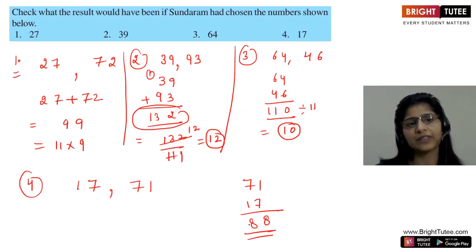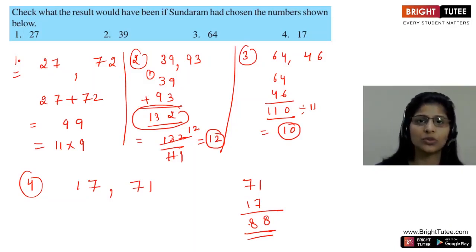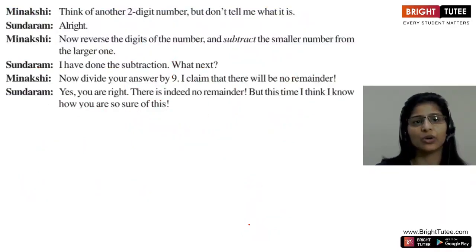So we observe that if there is a 2-digit number, you reverse the number and add both of them, the sum that you get will always be divisible by 11. Clear? Let's do something else with the same 2-digit numbers. Here is another question. Now Meenakshi is saying to think of a 2-digit number, but don't tell me what it is. You just imagine it and keep it with you. He says all right. Now she is saying that you have to reverse the digits of the number and subtract the number.